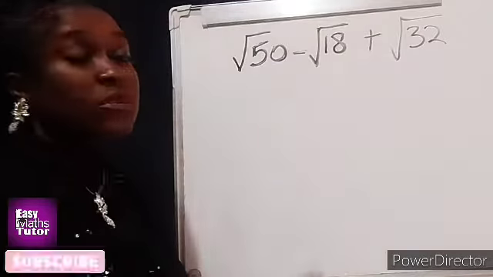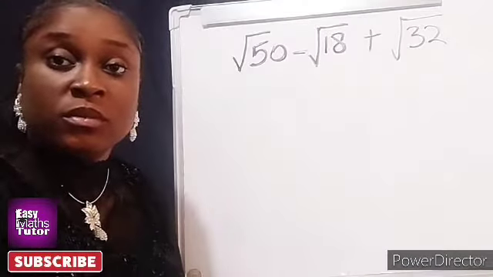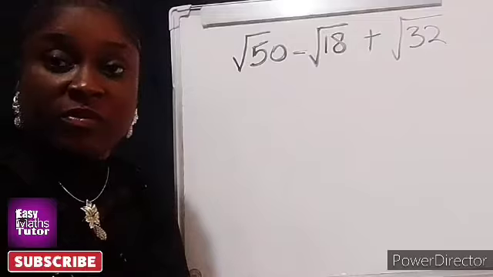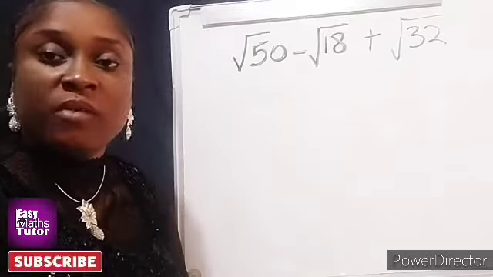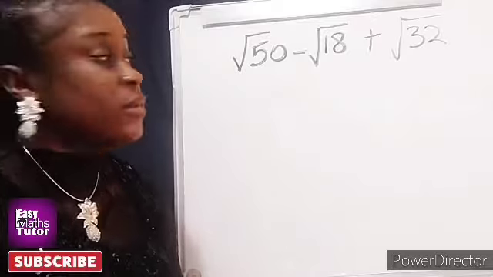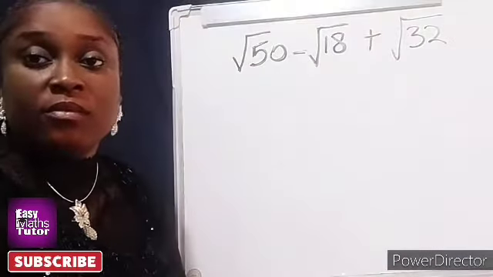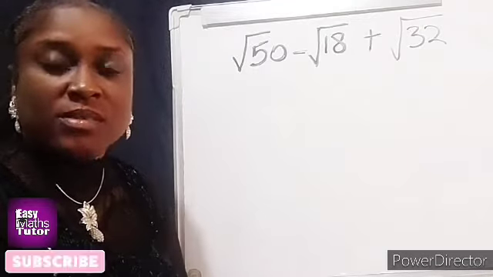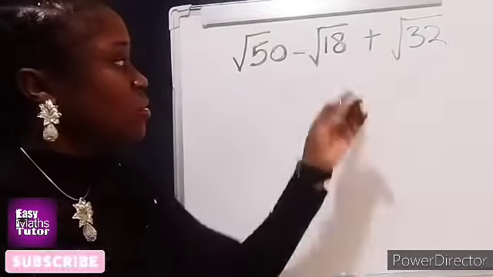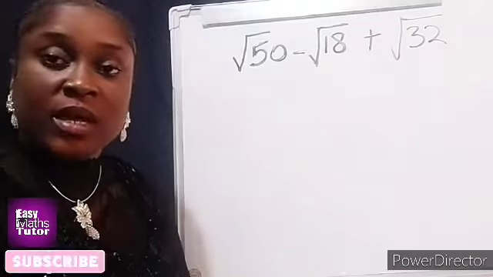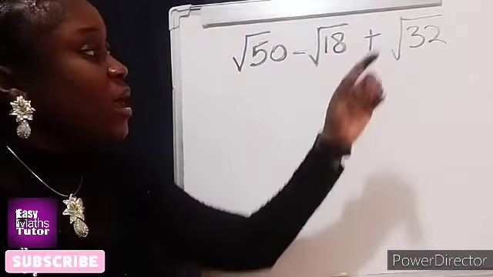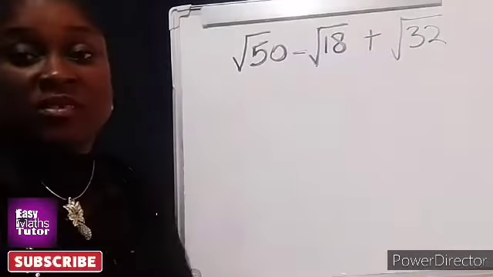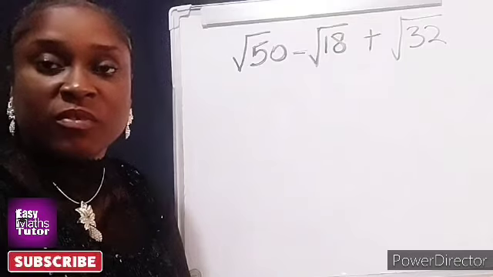So we have the square root of 50. What factors are we going to divide 50 into that have perfect squares? We know we have 25 times 2, and 25 is a perfect square of 5. And then we have 18. Some factors in 18 that have perfect squares is 9. So we have 9 times 2 giving you 18, because we know that 9 is a perfect square of 3. Then we have 32. A factor that rings in my head immediately is 16, and we know that 16 is a perfect square of 4.